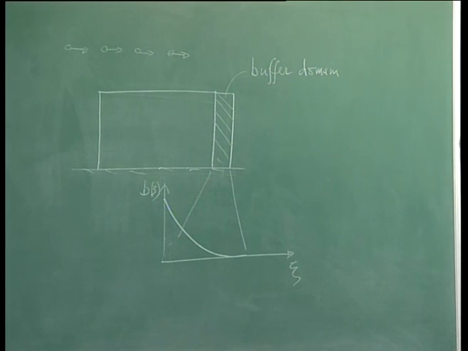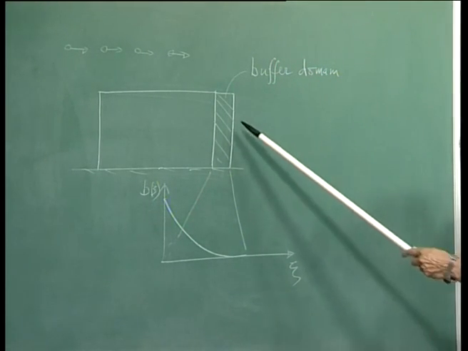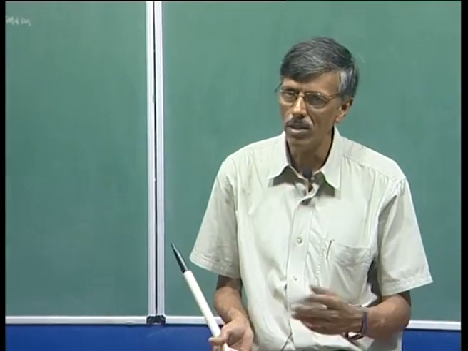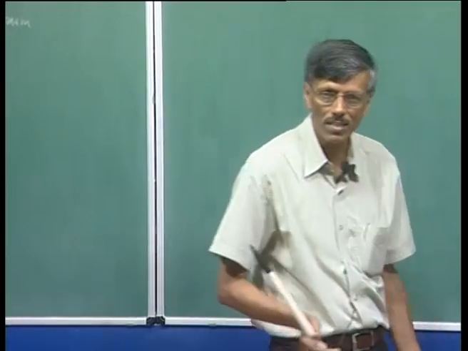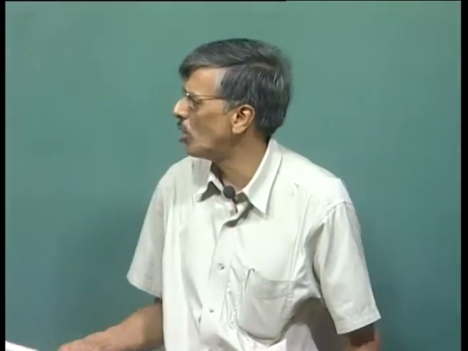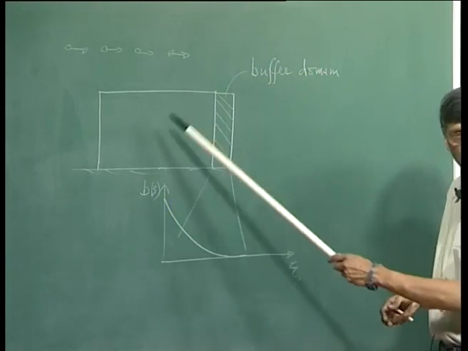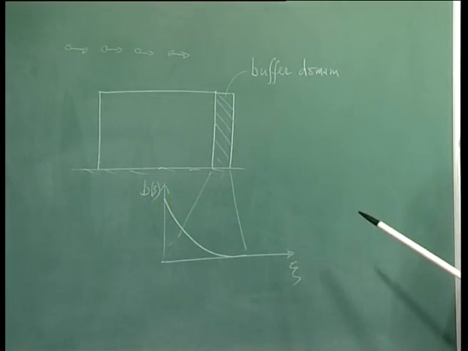In doing so, you realize that the results inside this buffer domain are unphysical. So, do not try to give any physical meaning to the solution that you generate inside the buffer layer. You should of course have confidence in the result in the main part of the computational domain minus the buffer layer. This is what one does.